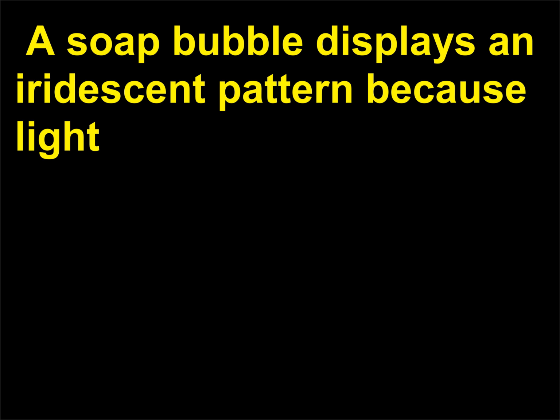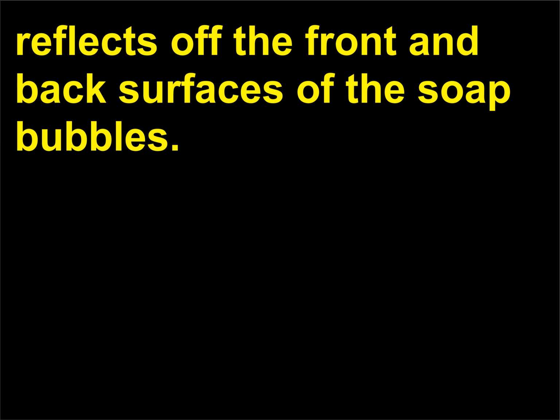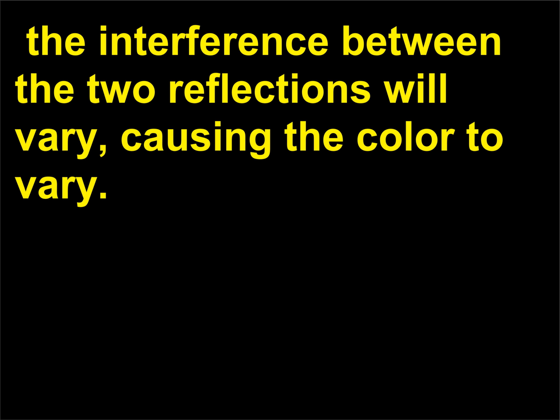A soap bubble displays an iridescent pattern because light reflects off the front and back surfaces of the soap bubbles. As the thickness of the layer varies, the interference between the two reflections will vary, causing the color to vary.